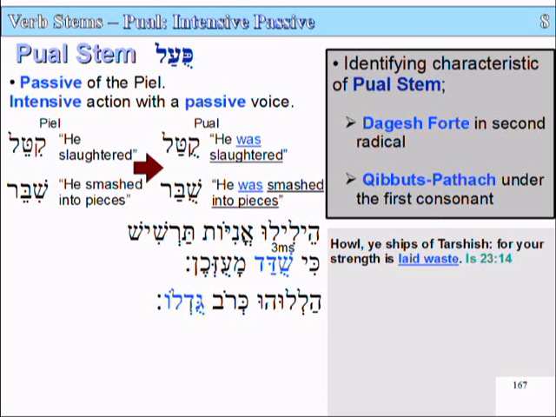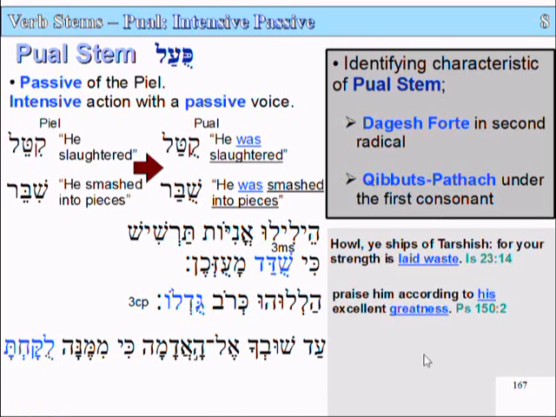Okay, the next example. Hallelu-hu kerov gudlo. Praise him according to his excellent greatness. Hallelu is praise. Hu is him. Hallelu-hu kerov gudlo. For the greatness or excellent greatness, gudlo. That's a 3rd person common plural.